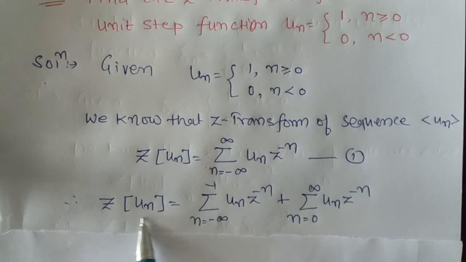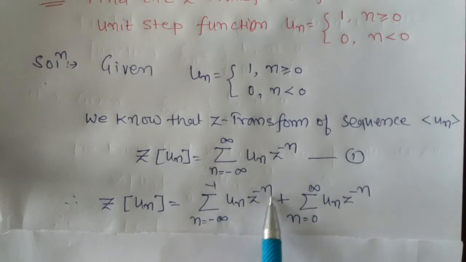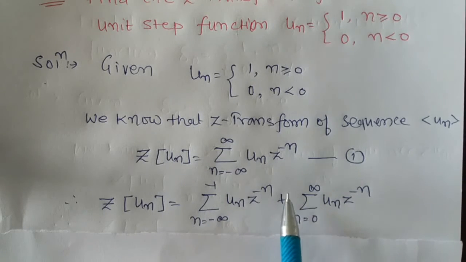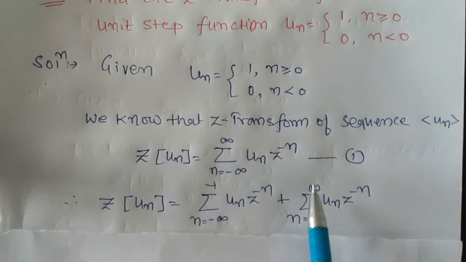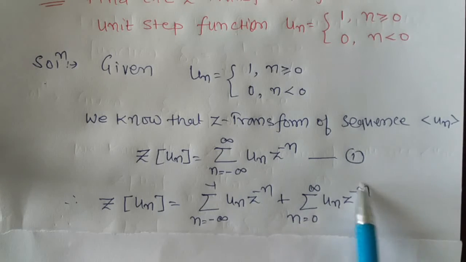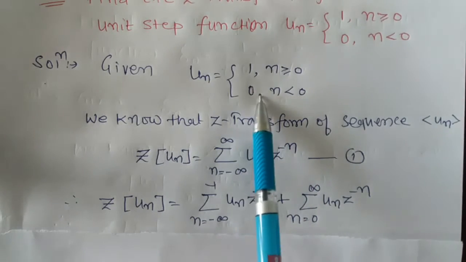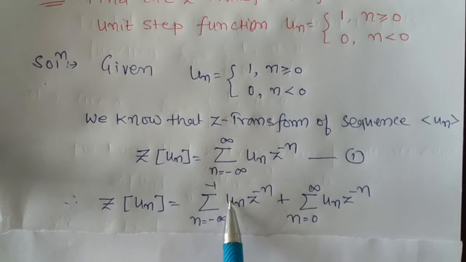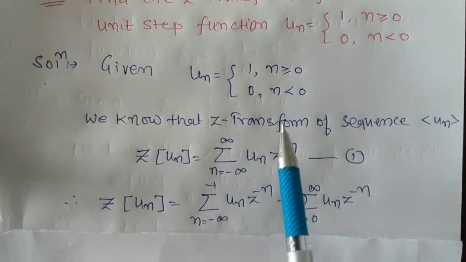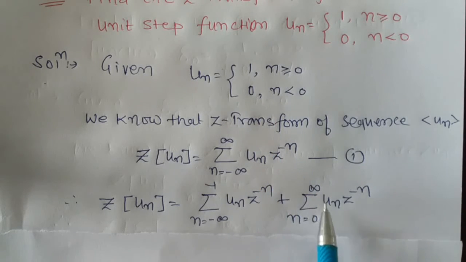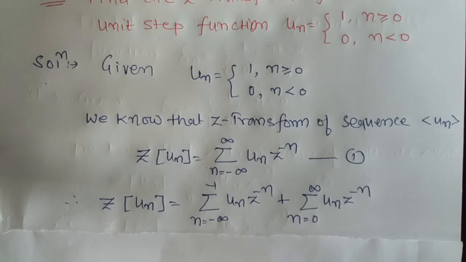So we have the z transform of u(n) is equal to summation n goes from minus infinity to minus 1 u(n) z power minus n, plus summation n goes from 0 to infinity u(n) into z power minus n. Now for the negative range of n, the value of u(n) is 0, and for the positive range of n, the value of u(n) is 1.